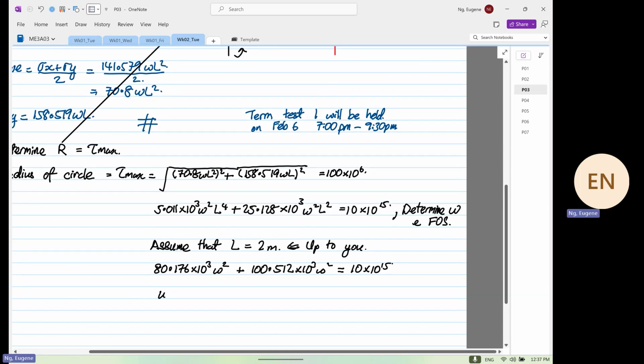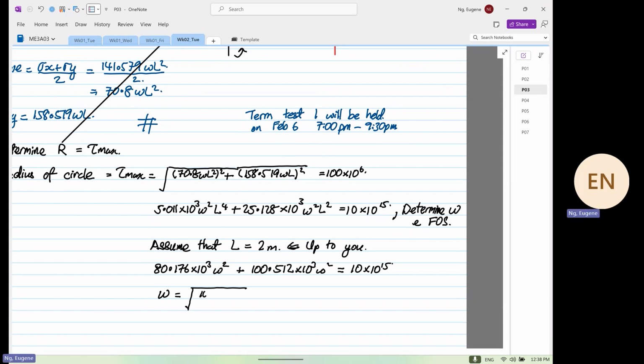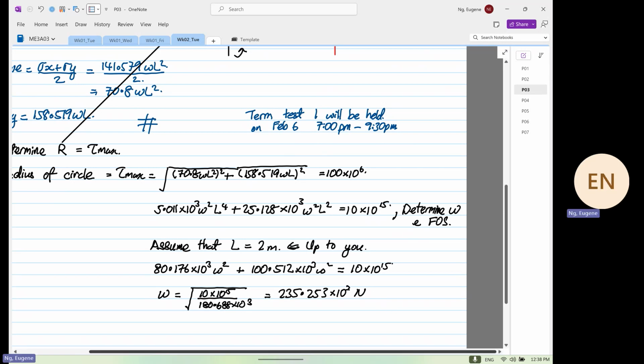So when that's the case, your omega will be equal to the square root of 10 times 10 to the power 15 divided by 180.688 times 10 to the power 3. So this will be equal to 235.253 times 10 to the power 3 Newton per meter, sorry. So we have determined omega.